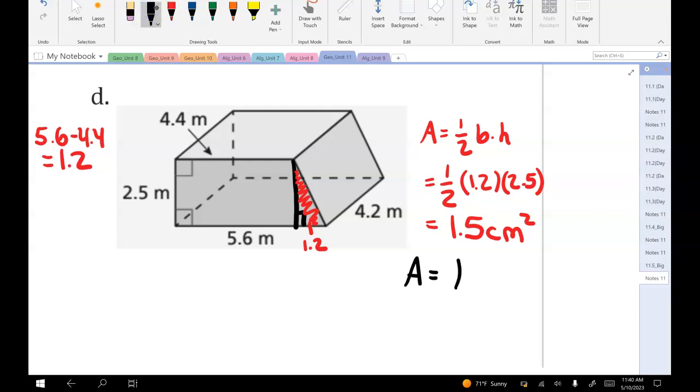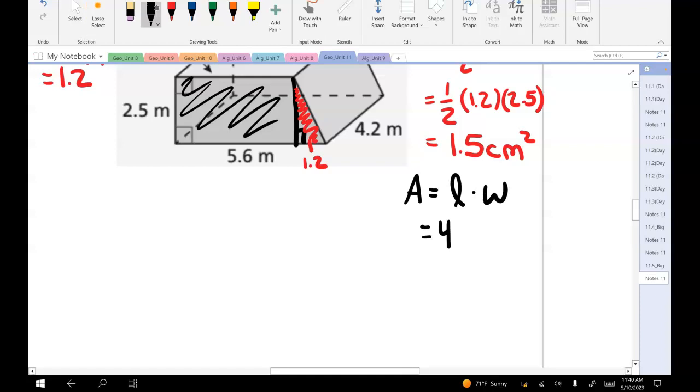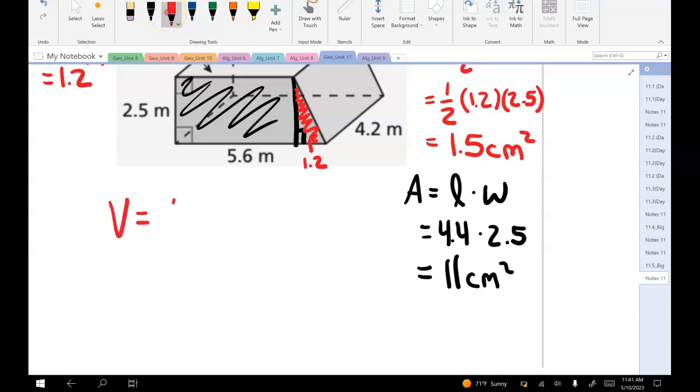And then let's do the area of our rectangle, so what's in our shaded region there. So our length would be 4.4 and our width would be 2.5. So 4.4 times 2.5, 11. So then our combined area, or our base, would be 12.5 because we have to add those two together. Right, so we found our B value, so 12.5.